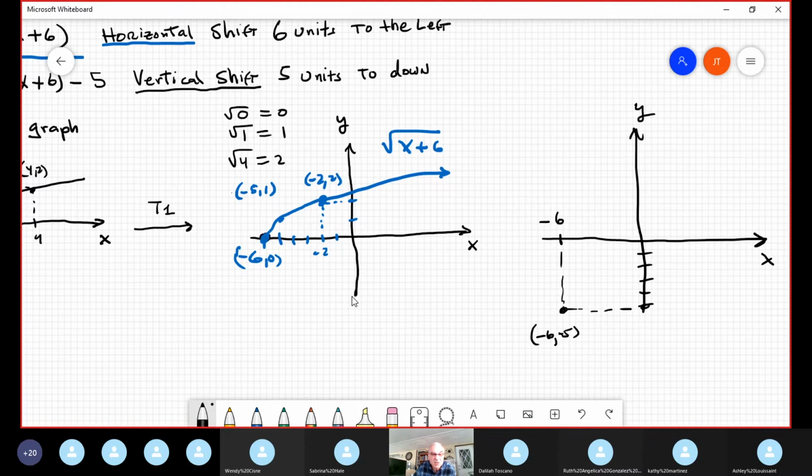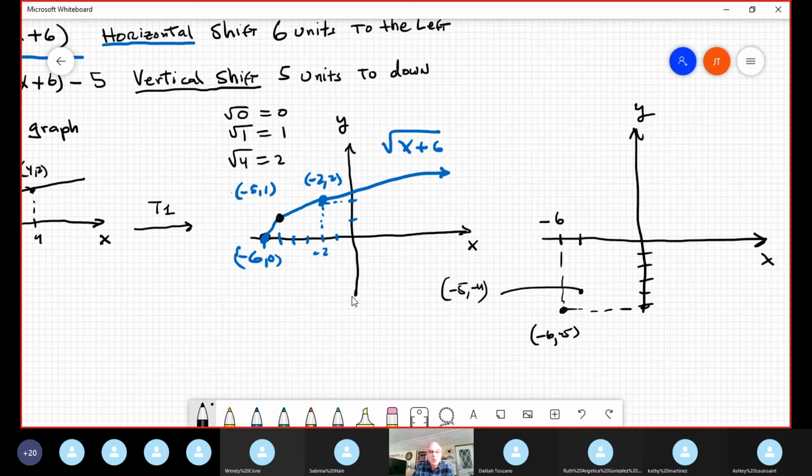So this point is minus 6. Minus 6 stays the same because of vertical, and the component y is subtracting 5. 0 minus 5 is minus 5. The second point here is -5, 1, but actually is -5, -4, no? Because 1 minus 5 is -4. This point is -5, -4.